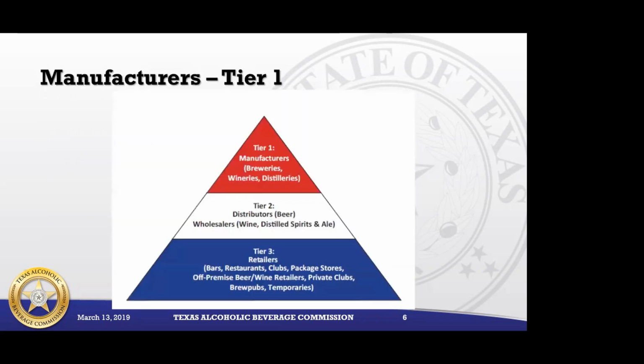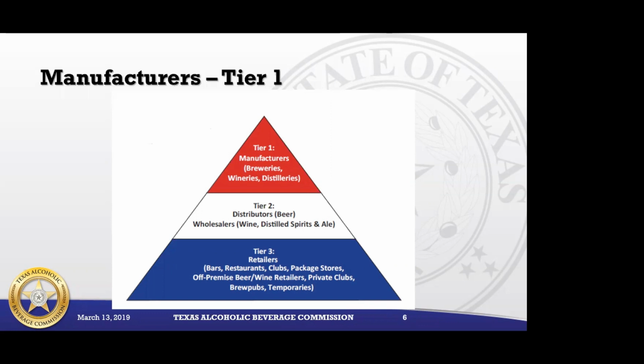All right, let's address manufacturers, tier 1, and this diagram that we showed. Since the Texas Liquor Control Board was established in 1935, the state of Texas has adopted a three-tier system to regulate the manufacturing, distribution, and retail sales of alcoholic beverages. We have tier 1 manufacturers. We have breweries, wineries, distilleries, and so forth listed in the top tier 1.